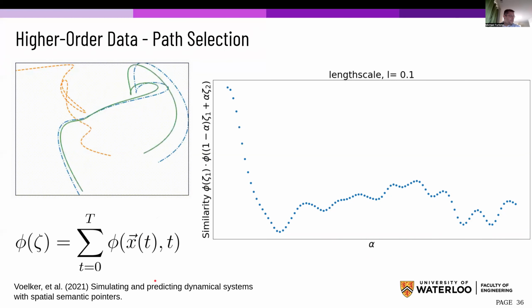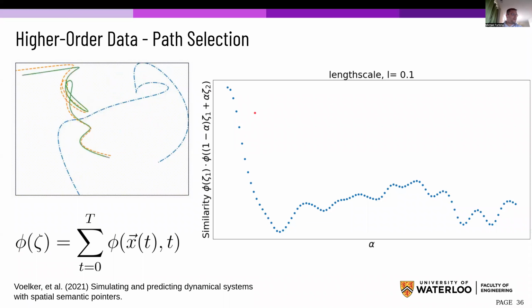So we encode the trajectory as a bundle of 3-dimensional data points, which is the XY position and the time, the point along the trajectory. And we just sum those up. We create this new vector zeta, and we take the dot product between blue and wherever the green line is.